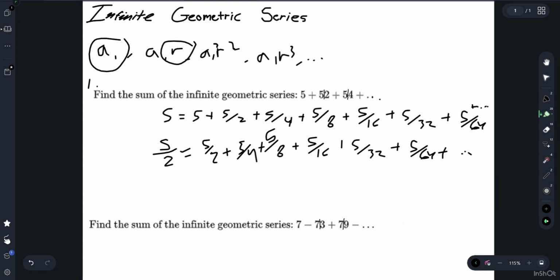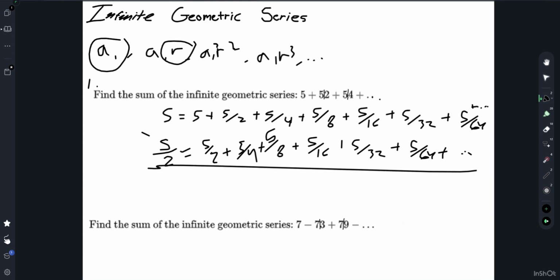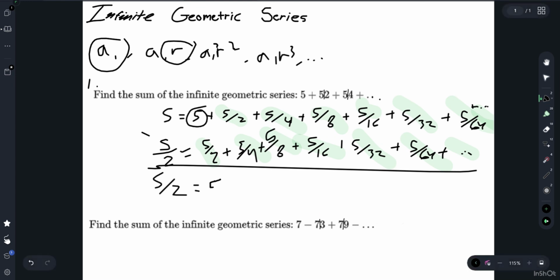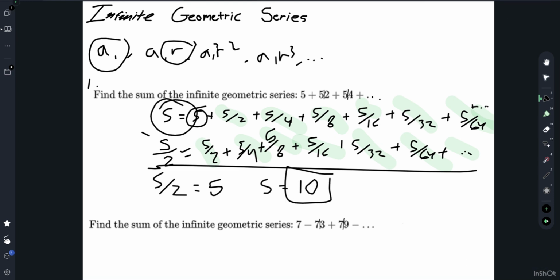One thing we can notice is now if we subtract these two equations, S minus S over 2 is equal to S over 2, and then 5 over 2 minus 5 over 2 is 0, 0, 0, 0, and on forever. So everything else cancels itself out, and we're left with 5 here. So S over 2 is equal to 5. Multiply by 2 on both sides, S is equal to 10. So that's how we know the sum is 10, because we set it as S in the original.